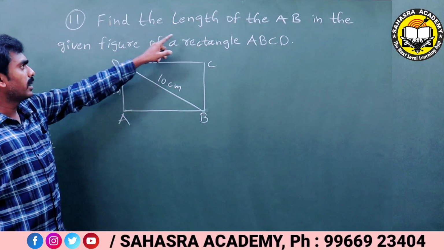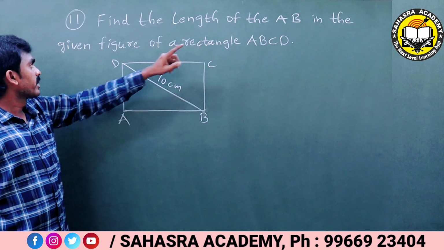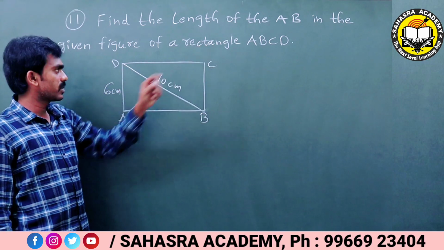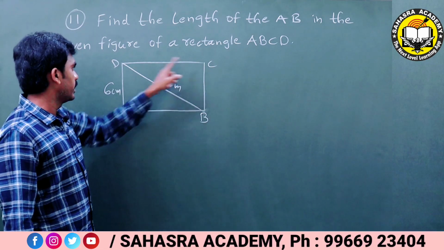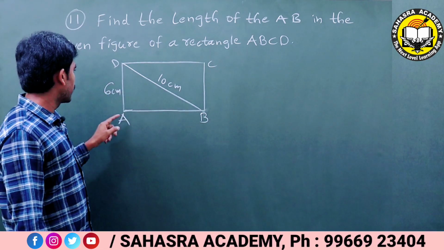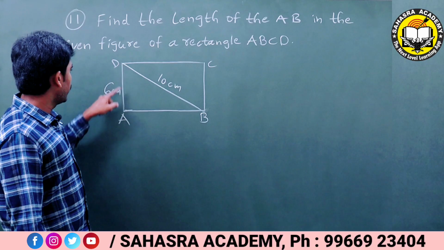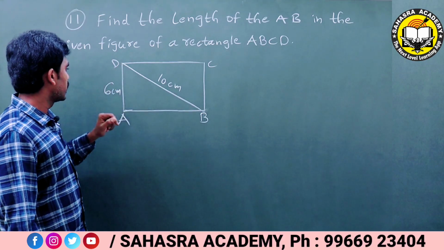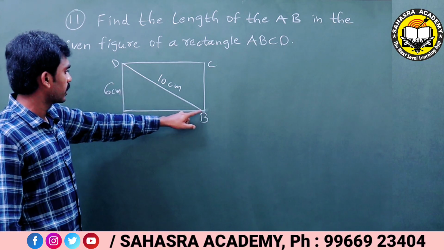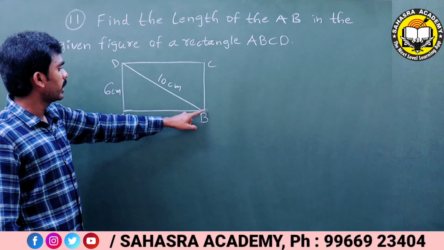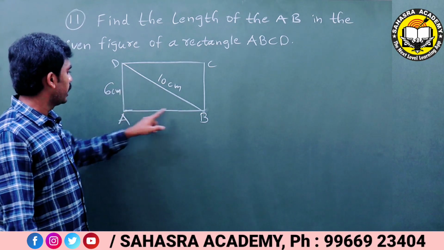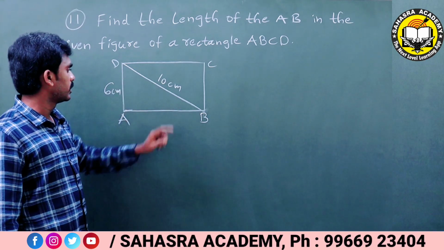11th problem, find the length of the AB in the given figure of a rectangle ABCD. So here in the figure ABCD, AD is 6 centimeter and BD is 10 centimeter. So it is called as diagonal. It is the diagonal of a rectangle. So we need to find out AB here. So how can we find AB?